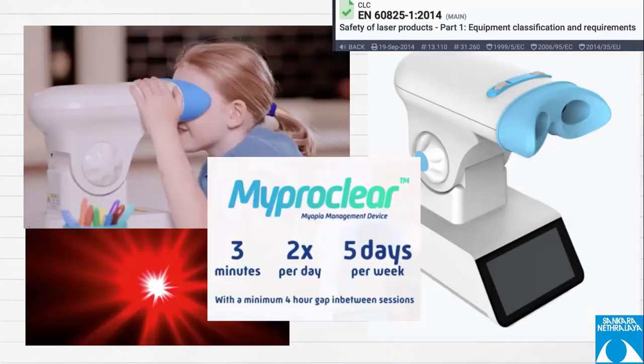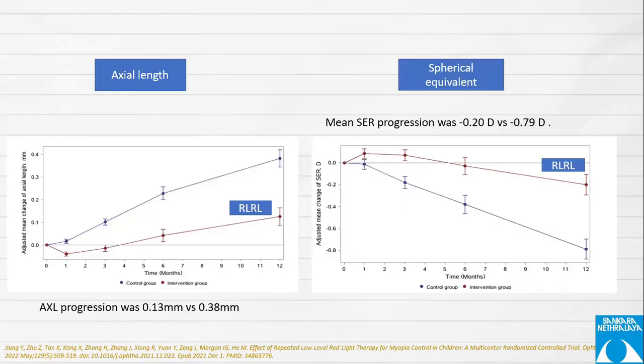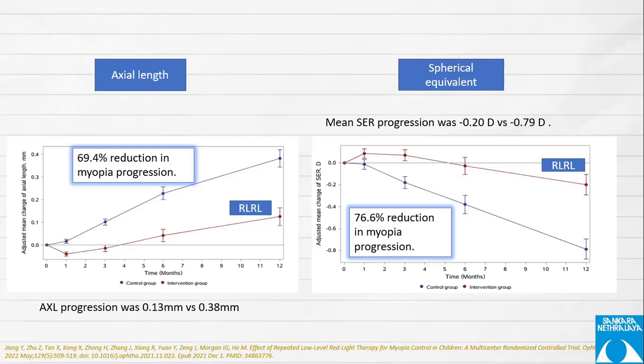So this is the device. It's called MyProClear, where they advocate the use of 3 minutes of red light therapy twice a day with a 4 hour gap between the sessions, for 5 days a week. And they say that in their multi-center study, the axial length progression was reduced by 69.4% and spherical equivalent progression by 76.6%.